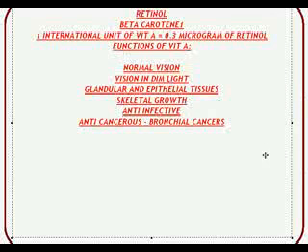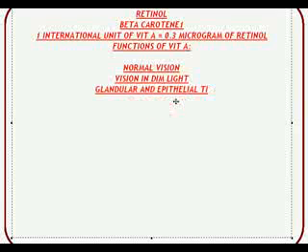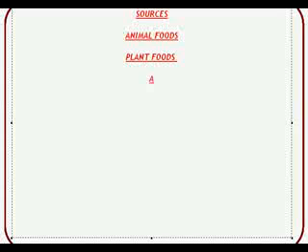Then coming to the sources of vitamin A. It includes animal foods, plant foods, and fortified foods. So these are the three sources of vitamin A.